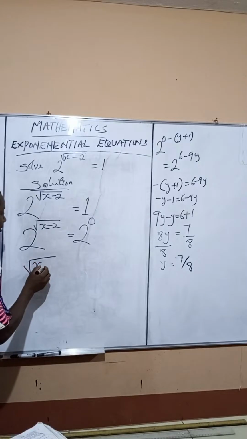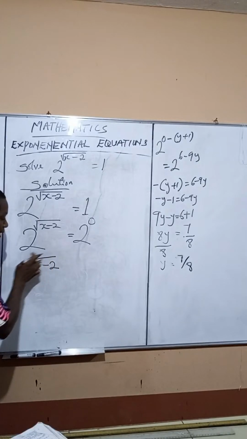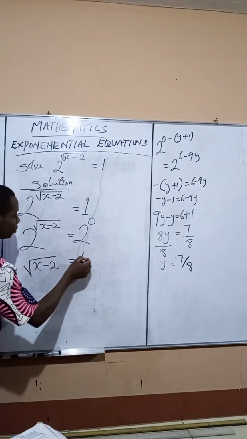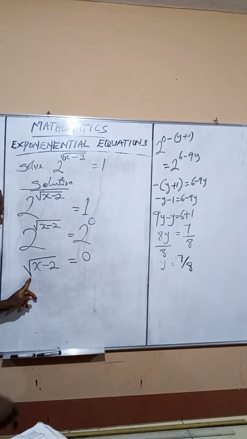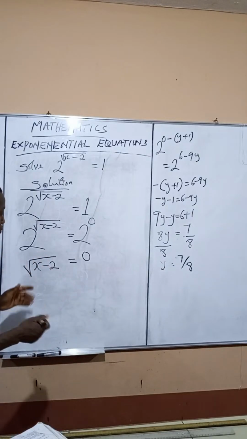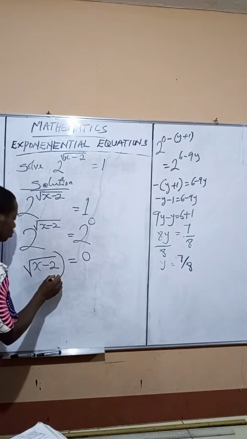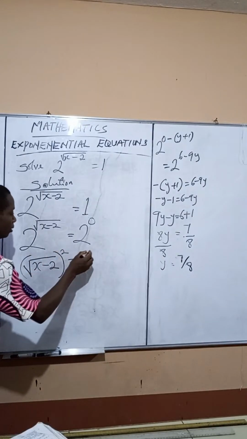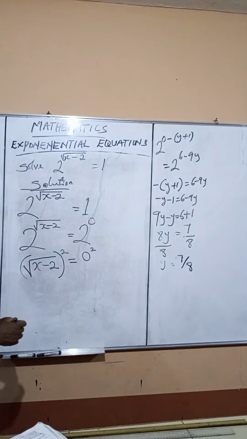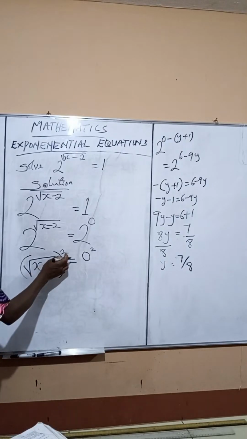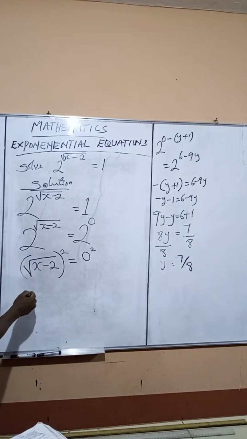Just have x minus 2 here inside the root is equal to 0. I'm sure we can see it, right? Now, we have to eliminate the square root, and that is by squaring both sides. So if you square both sides, the square root will disappear, because it is a radical equation. Any equation that has a square root is a radical equation. So by squaring it, the square root will disappear.